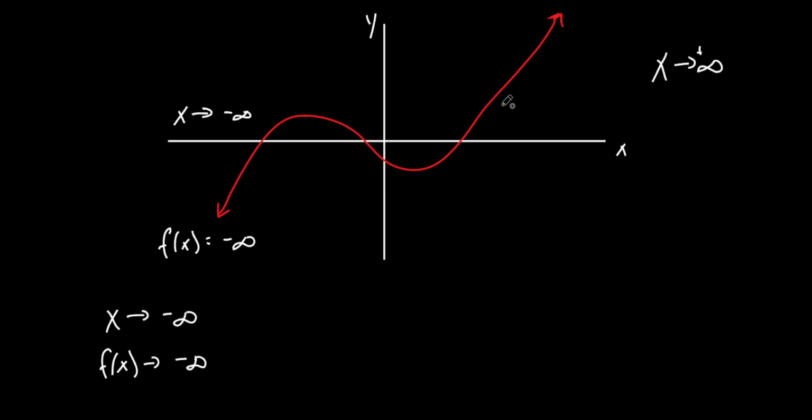Then what is the y doing? What is the function actually doing? It's climbing what? Up and up and up, isn't it? All right, so as x goes to the right, what's the end behavior of this? Okay, the function approaches positive infinity.